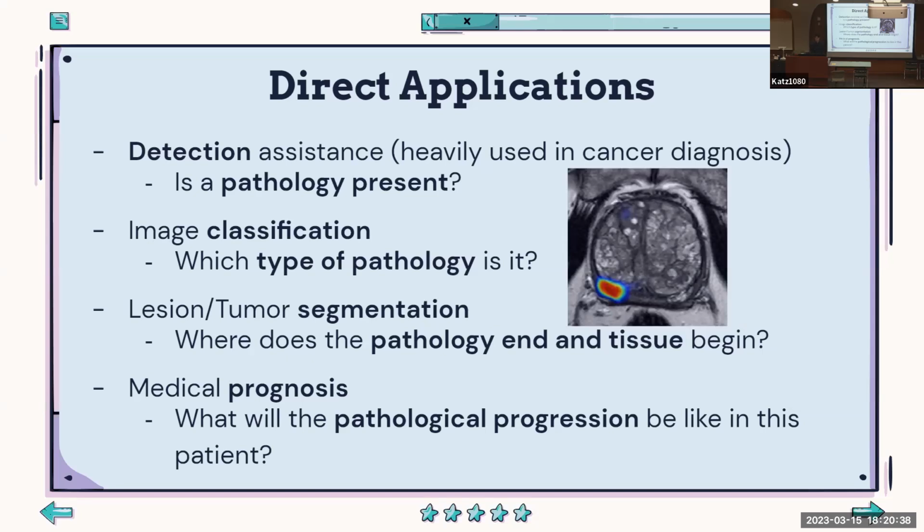The second thing is image classification. And this is very helpful, right? Because we want to be able to tell what sort of pathology it actually is. And why do we care about this? It's because certain phenotypes of certain malignancies in tumors, for instance, respond differently to different types of treatments.